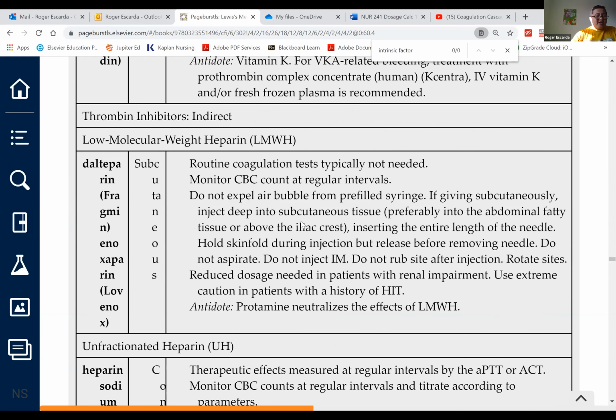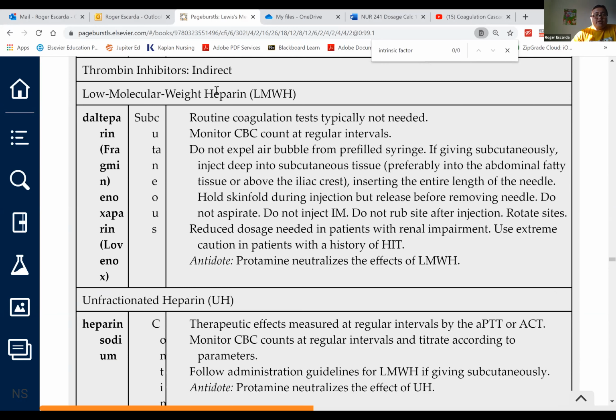It's not very common, but the incidence is increasing. We're using heparin more and more, so we're seeing more and more cases of HIT, which is fatal. So heparin has two forms. We have low molecular weight heparin and unfractionated heparin. Both are heparins.